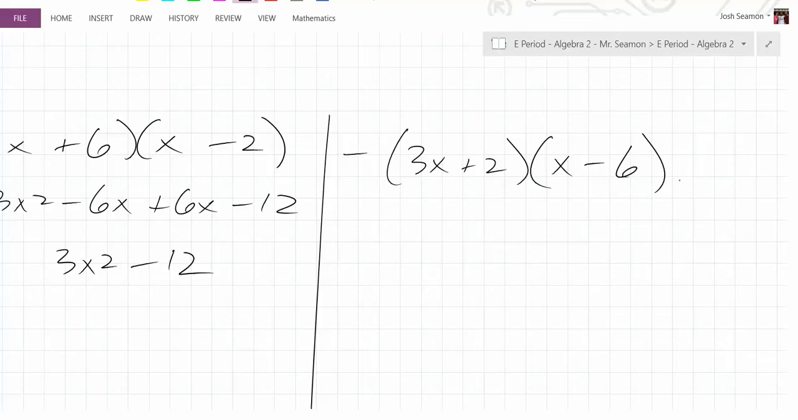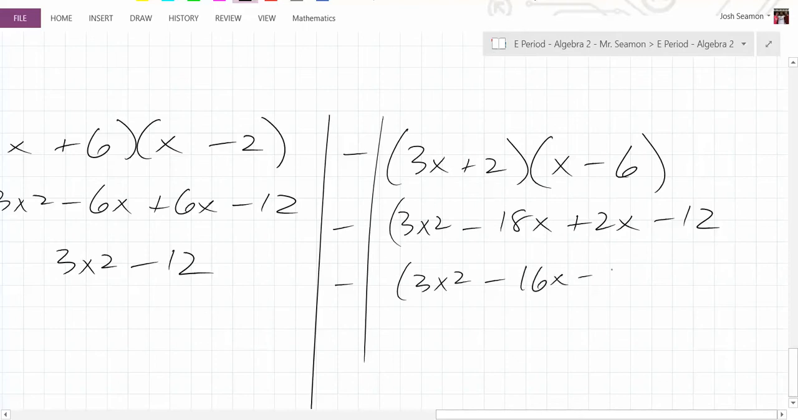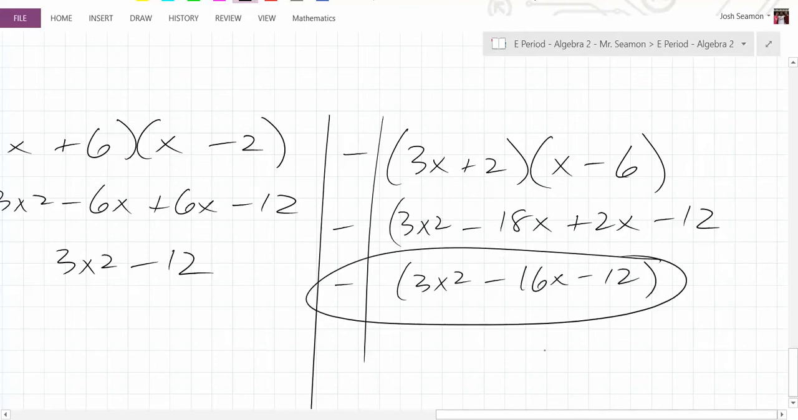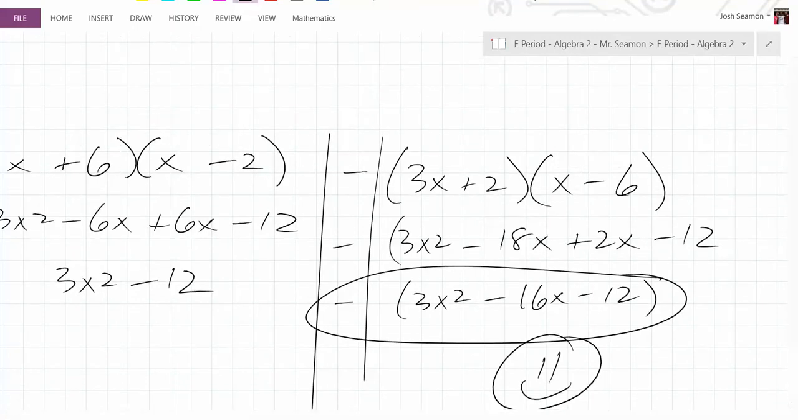No. But let's see what happens to the final result. What's 3x times x? Minus 18x plus 2x minus 12. Look what happens. What do you get? Minus what? 16x. Minus. So do we end up with what we want? Yes. We do. So the final answer to this would be right here.